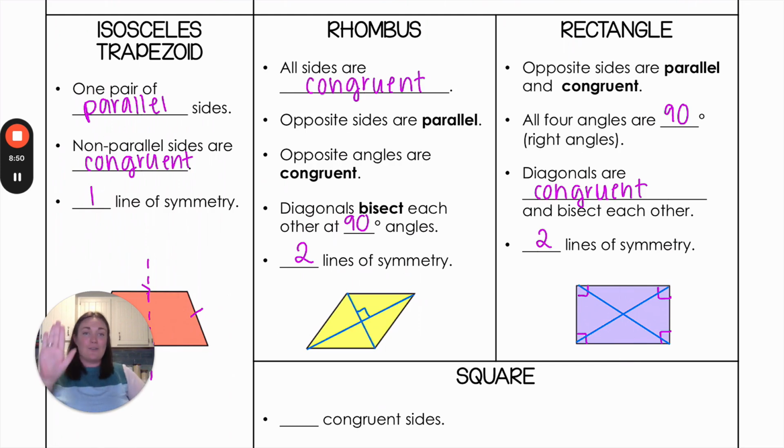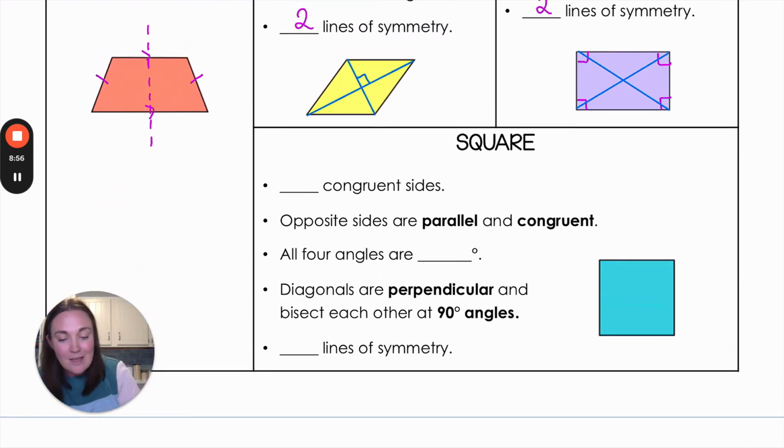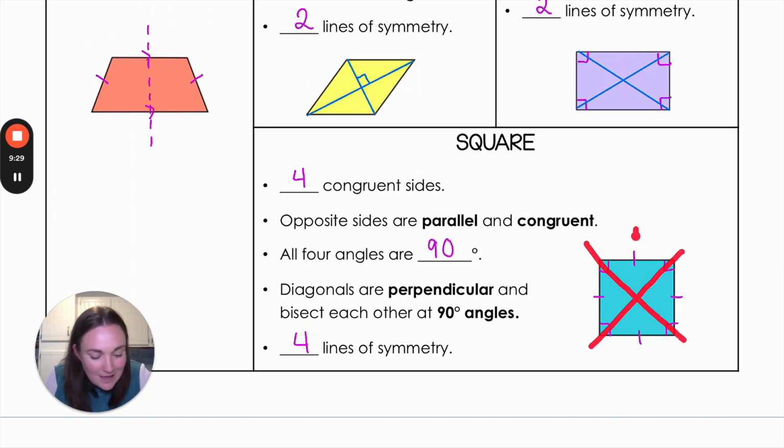Now, a square is like we took a rhombus and a rectangle and put them together. So we still have all those properties of parallelograms, but we have the four congruent sides, just like a rhombus, and we have the four 90-degree angles, just like a rectangle. Our opposite sides are still parallel and congruent, just like all parallelograms. The diagonals are going to be perpendicular, so they bisect each other at those 90-degree angles, and they're going to be congruent. We also have four lines of symmetry for a square. So we can go diagonal, just like we did for our rhombus, and we can go straight up and down, just like we did for our rectangle.